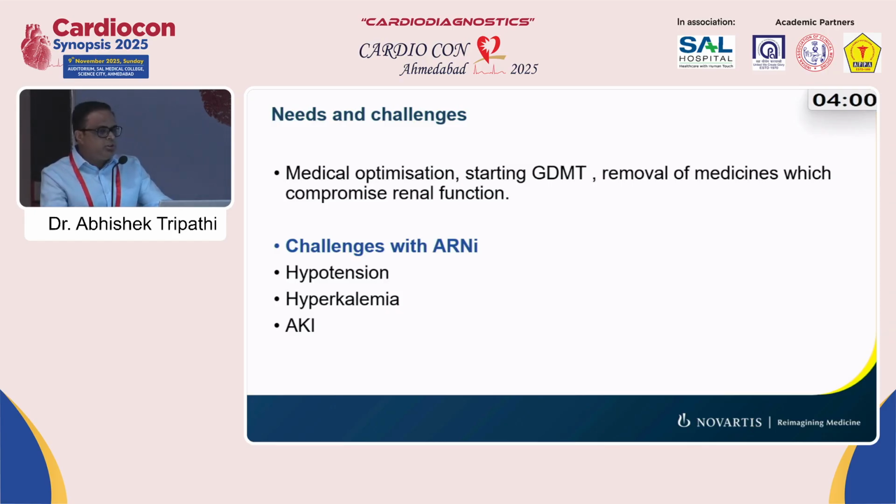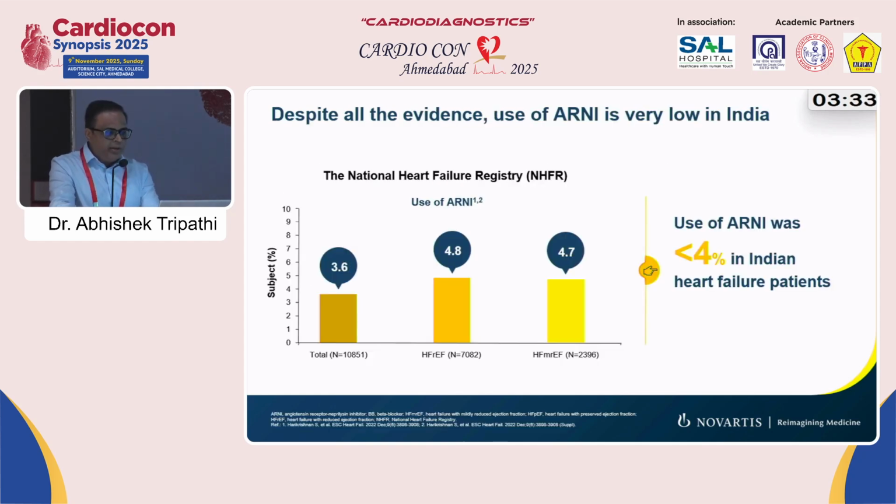What we need to do in this patient is medical optimization, starting GDMT and optimizing the therapy, removal of unnecessary medicines which can complicate optimization, and addressing the challenges with ARNI. Because my topic is confined to ARNI, whether we can start ARNI and what are the challenges. Challenges in ARNI in this patient will remain three: hypertension. If the blood pressure is already 100, 110, will it go further down? And if down, what will happen to my patient? Hyperkalemia and AKI.